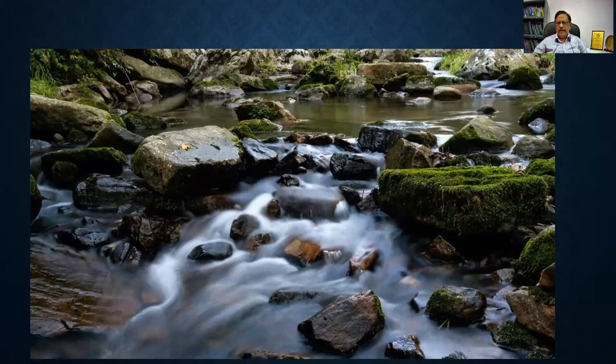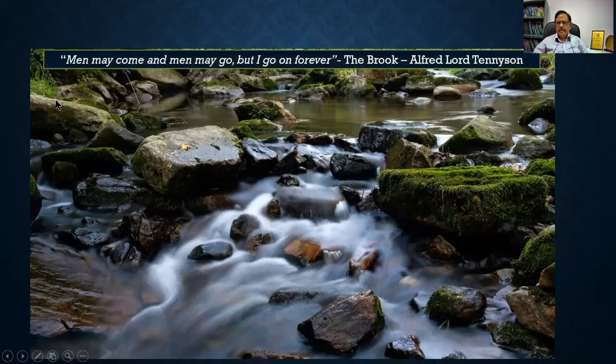And we are coming to the close. Before that, this is a brook. Men may come and men may go, but I go on forever. A very nice poem that has been written by Alfred Lord Tennyson, The Brook.